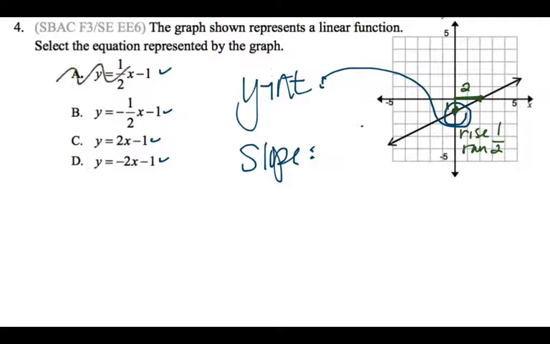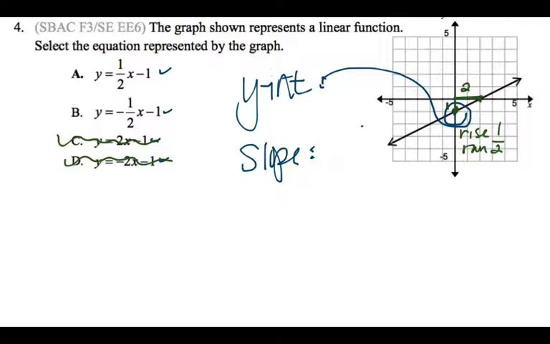So that eliminates A. Oops, excuse me. That eliminates C, and that eliminates D. Double check yourself that it's really 1 over 2 because they give you 2 as a slope thinking that there's a chance you might do run over rise. So be very careful that you have that calculated correctly. It's rise 1, run 2.